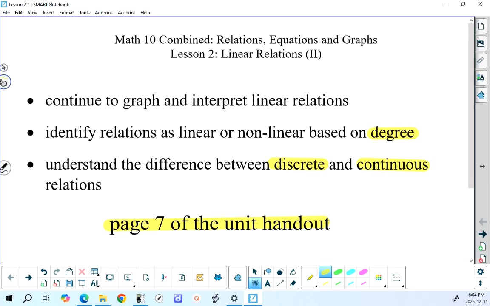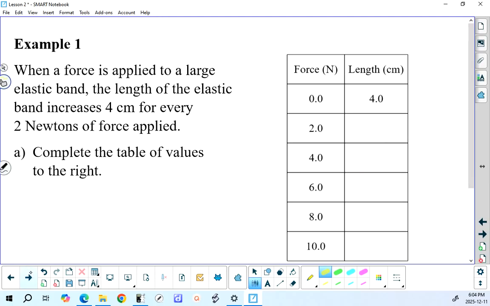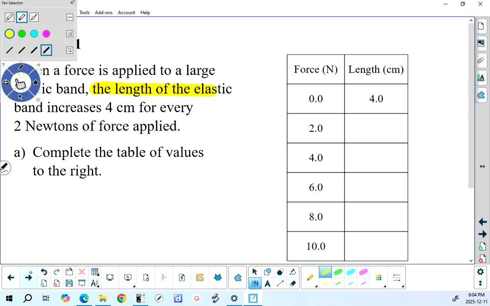So this is on page 7 of your unit handout, and let's dive right into example 1. Example 1 tells you about a relation between the length of an elastic band and the force being applied to the elastic band. And I'm going to highlight the key idea here in this relation. The length of the elastic band will increase by 4 centimeters for every 2 newtons of force you apply.